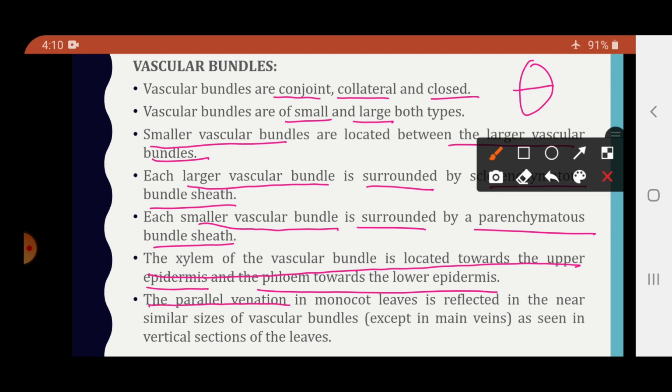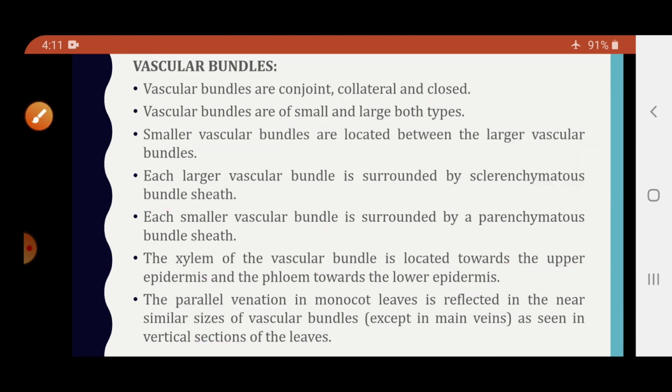The parallel venation in the monocot leaf is reflected in near similar size of the vascular bundles except in the main veins as seen in the vertical sections of the leaf. When you study the vertical section of the leaf, आप देखोगे कि due to parallel venation most of the vascular bundles are similar in size except for the mid veins. Mid veins के जो vascular bundles होंगे उसकी size कैसी होगी, different होगी.